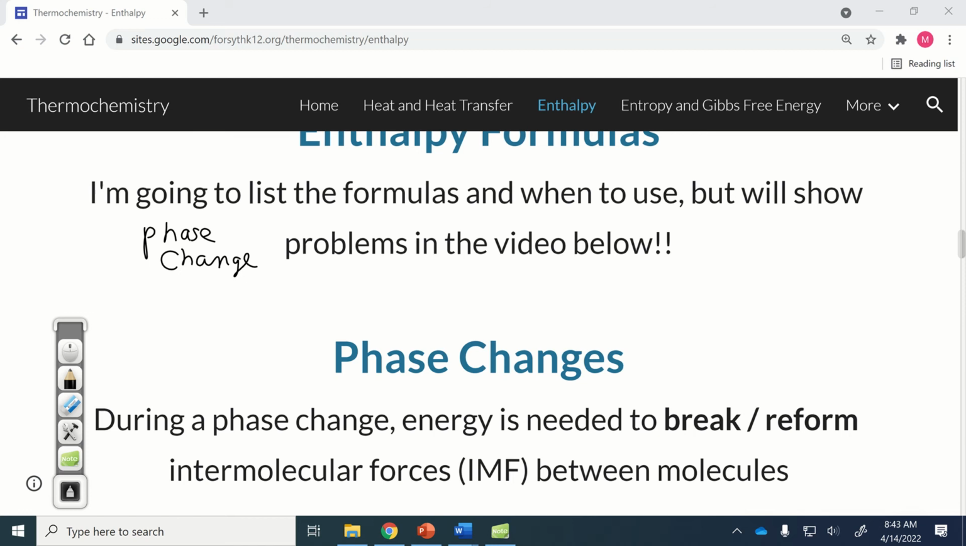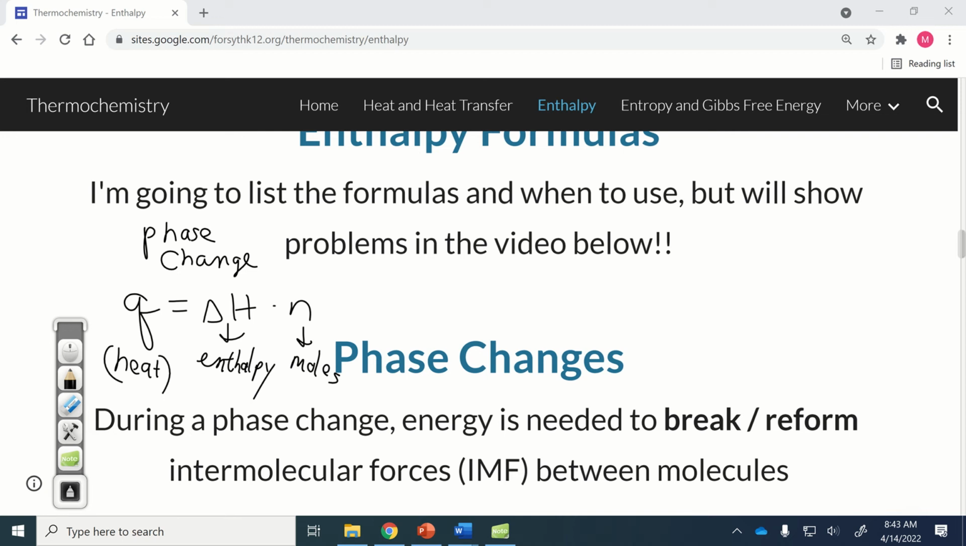What we're going to do, the formula will be Q. Q, remember, is heat or energy. It is simply equal to the enthalpy, delta H, times n. n is moles. So pretty easy. It's a pretty easy formula. Just enthalpy times moles. That's it. Okay? But I'm going to show you some problems of how we're going to use that.